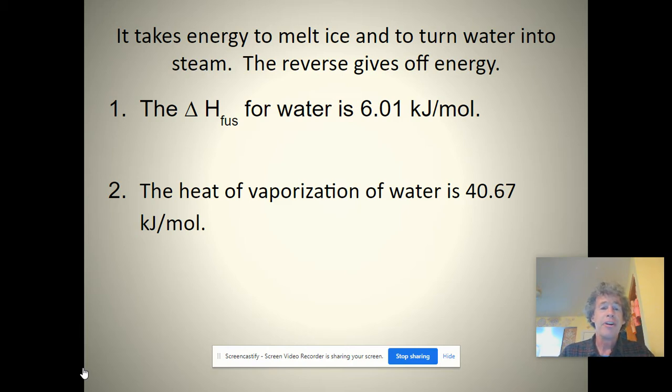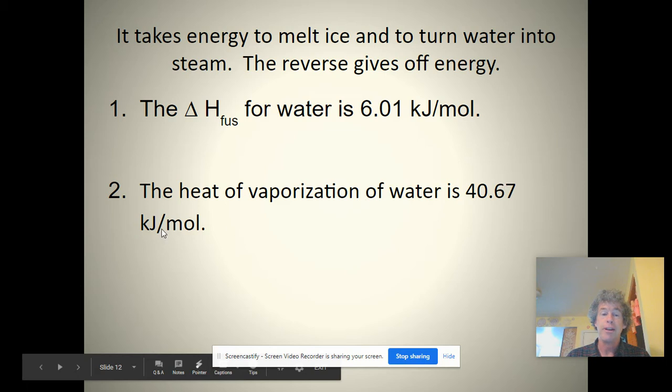Okay, now there are also some problems that, instead of looking at change in temperature, are looking at change in state. And you have to do those a little bit differently. For example, for water, there are a couple of state changes. Water can go from liquid to solid or solid to liquid, and it can also go from liquid to gas or gas to liquid. Now, the heat of fusion of water, the amount of energy it takes to turn ice into water, is 6.01 kilojoules for every mole of water. And remember, a mole is about 18 grams of water. Then the heat of vaporization of water is approximately 40.67 kilojoules per mole.